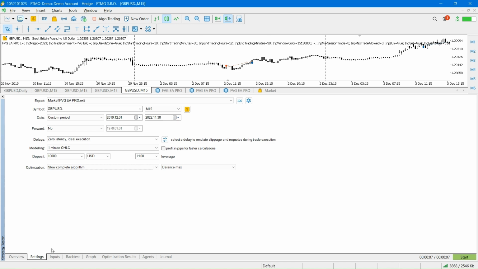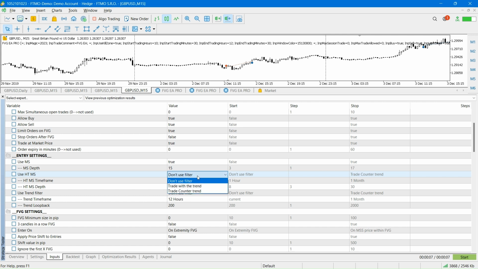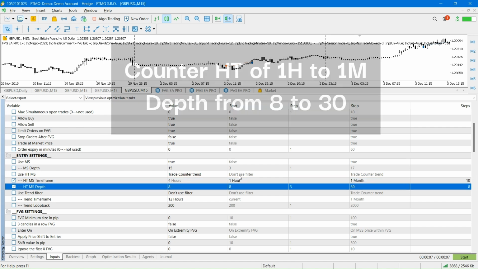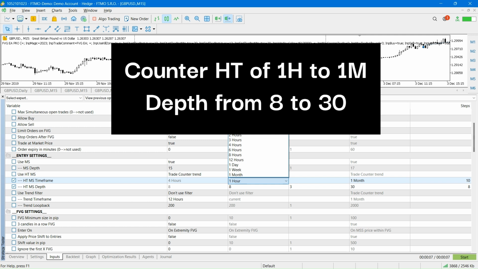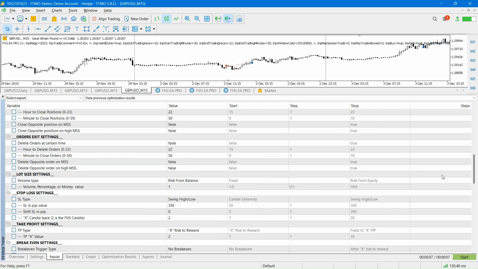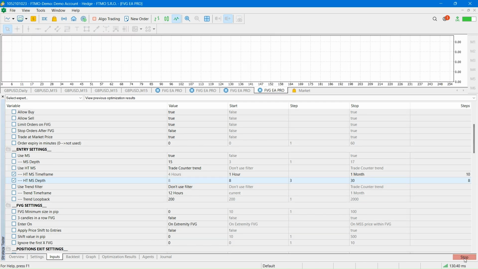Again, slow complete algorithm. And if I go to the higher time frame, I'm going to set to trade counter trend. I'm going to simulate which time frame I'm going to follow and the depth. So I'm going to start from 1 hour, so it's going to go from 1 hour to 1 month. And I'm going to simulate the depth from 3 to 30 by a step of 3. Let me check that there is nothing else here. We're good. We have only 80 simulations, and that's a start.